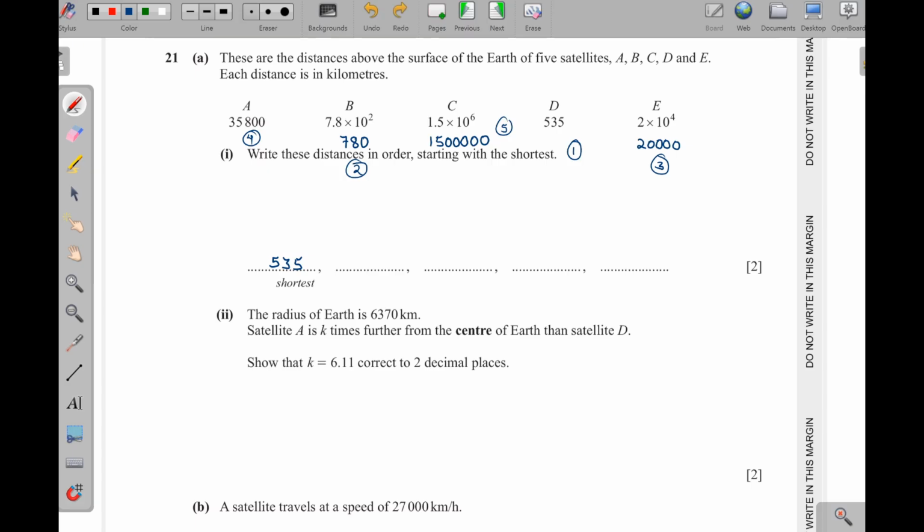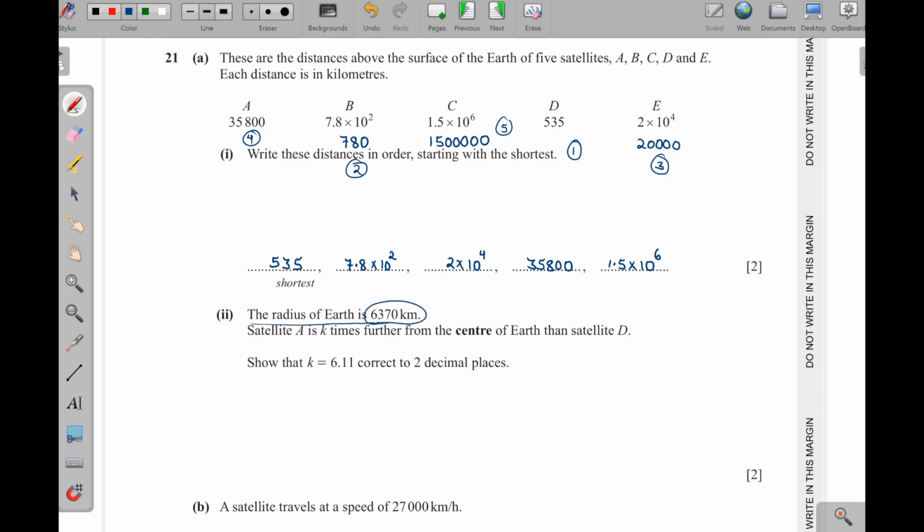Then next we have 780, but that one is 7.8 times 10 to the power of 2. Then the third one is this one here, which is 2 times 10 to the power of 4. The fourth one is 35800. And then the fifth one is 1.5 times 10 to the power of 6 here.